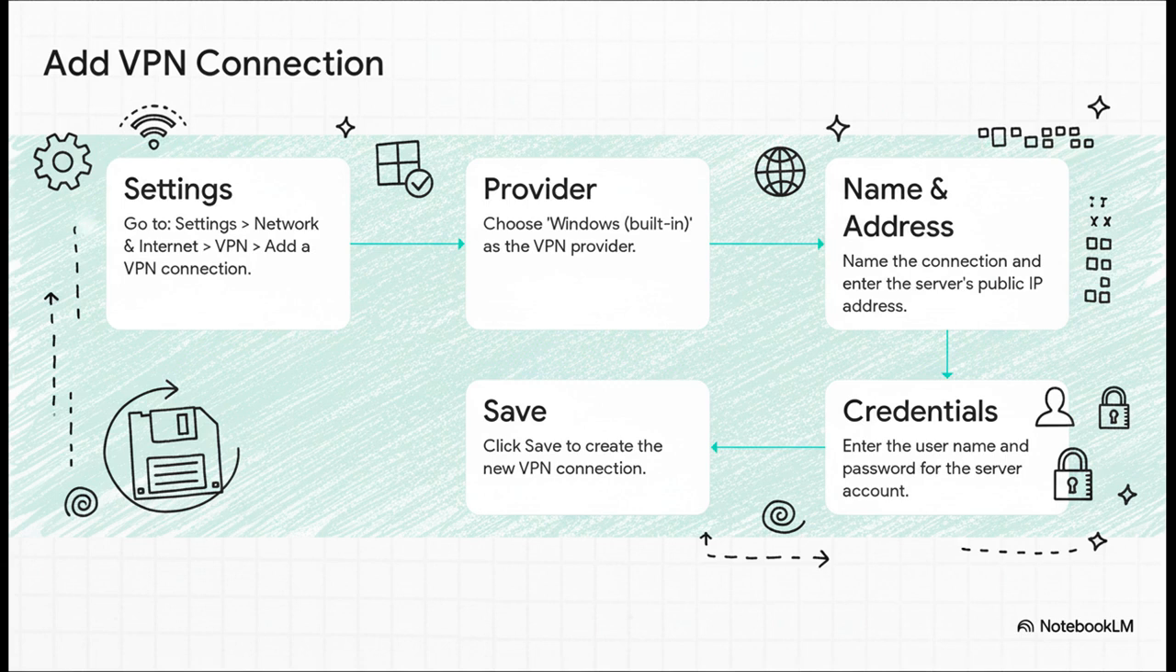Give the connection a name you'll remember. And now the most important field, server name or address. This is where you put the public IP address of your server back home. It's literally the address your laptop needs to find it. After that, just type in the same username and password you picked on the server and click Save.